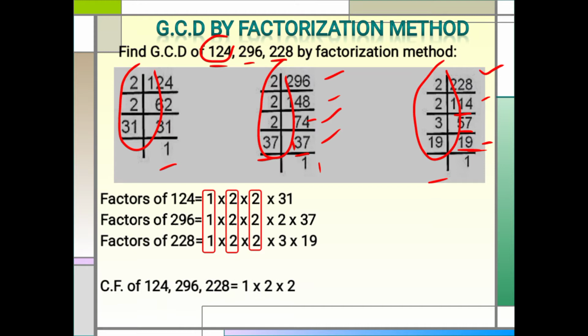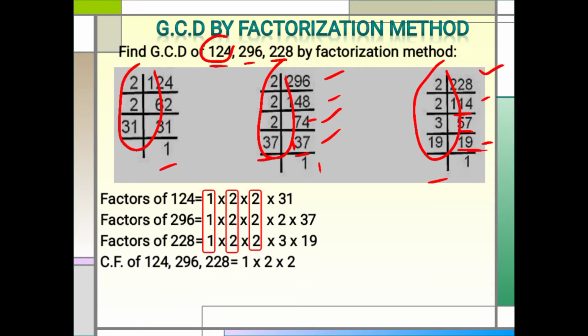So in the next step, you are going to write down the common factors of 124, 296 and 228, and I am repeating again, when you are writing the common factors, you will write it down in multiplication form. You are going to multiply your factors. So 1 multiplied by 2 is 2, and 2 multiplied by 2 will become 4. So the GCD of 124, 296 and 228 is 4.